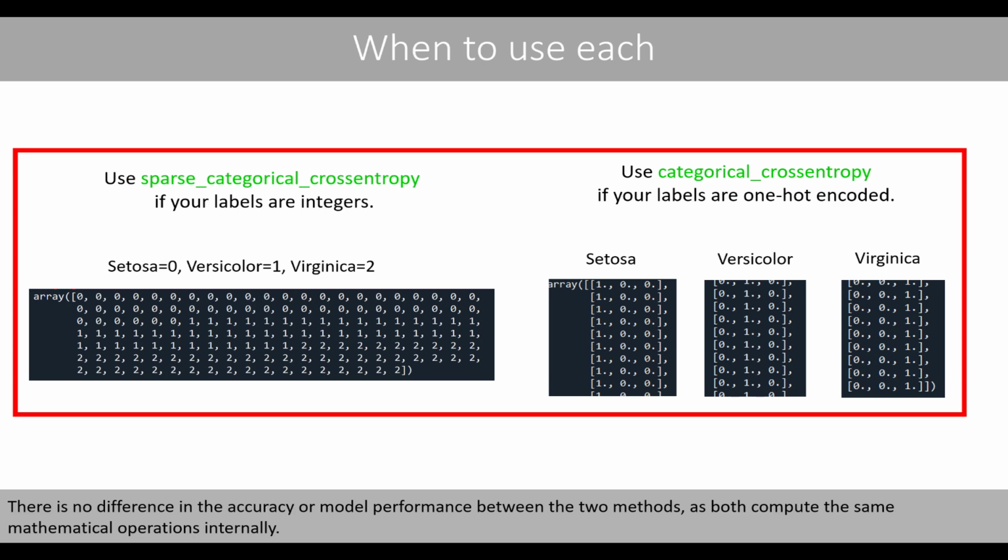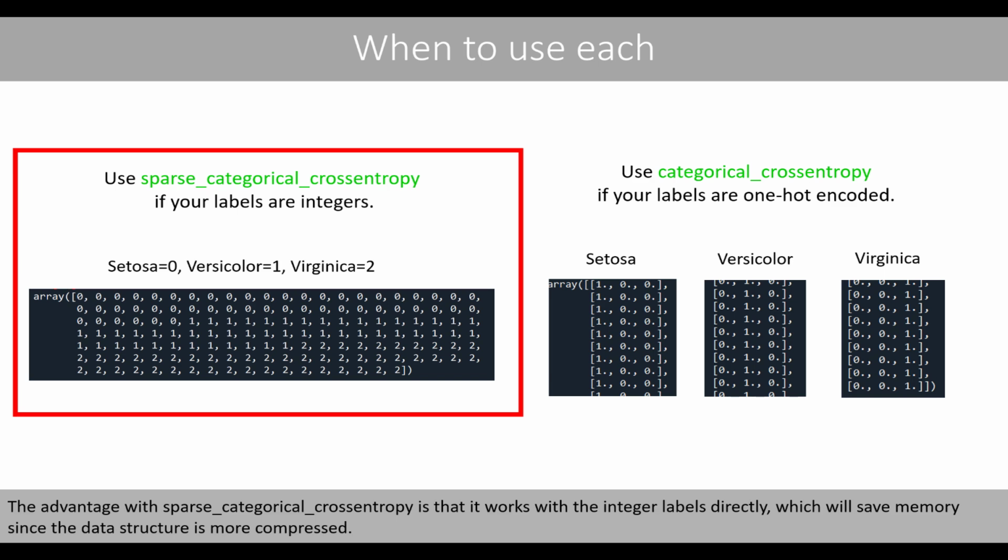There is no difference in the accuracy or model performance between the two methods, as both compute the same mathematical operations internally. The advantage with the sparse categorical cross-entropy is that it works with the integer labels directly, which will save memory since the data structure is more compressed.